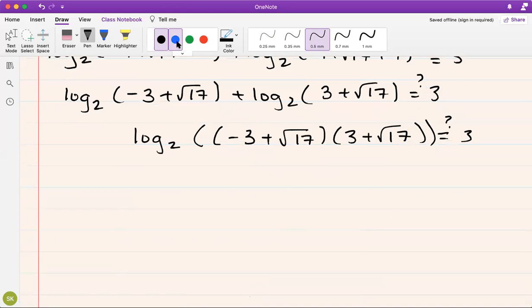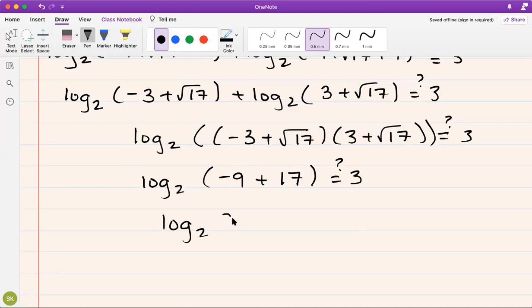Well, notice what happens if we multiply the inside. We'll get a log base 2 of a -9. We'll get a -3 root 17 and a +3 root 17, so those cancel. And then root 17 times root 17 is just +17. Is this equal to 3? Adding these together, you get log base 2 of 8. Well, log base 2 of 8, 2 to the third is equal to 8. Remember, a logarithm is the exponent, and that is 3. So we double checked, our answer does work.